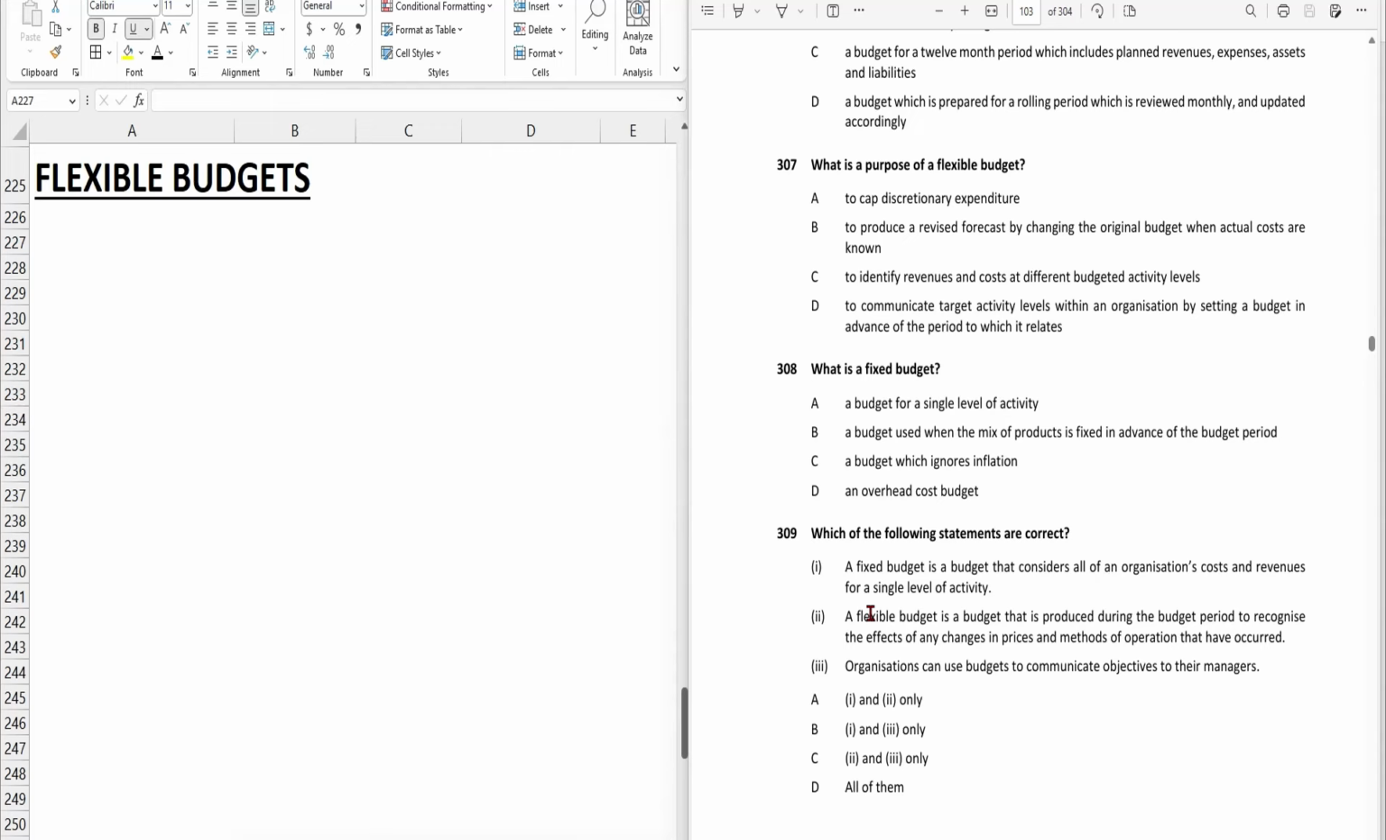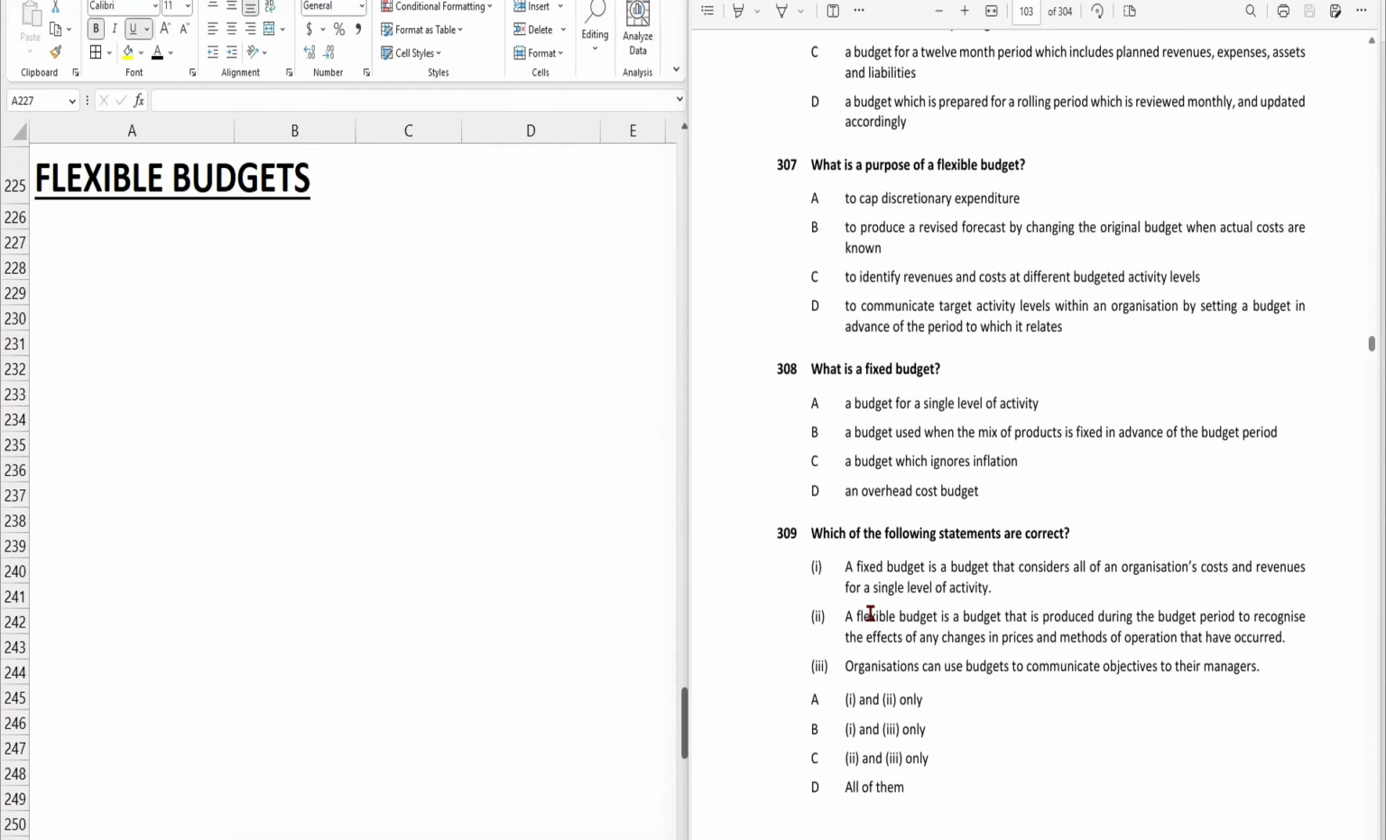First one is saying a budget for a single level of activity. Yes, a fixed budget is prepared before the period begins, and it is only prepared for one level of activity, right? And it does not change even if the actual activity level turns out to be more or less than what we have prepared or planned. Once activity level changes, we flex those budgets, but this figure will not change. So that's why option A is correct.